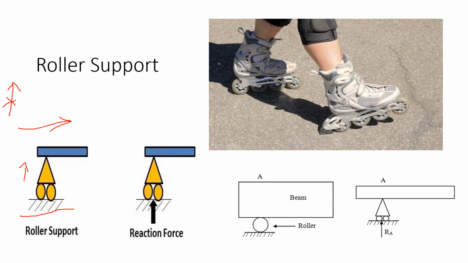So there is a normal reaction from the surface on the support in the vertical direction, and this is that reaction. So whenever your beam is supported on a roller support, the number of unknown reactions will be 1, which is in the vertical direction. The practical example of roller support is this roller skate.